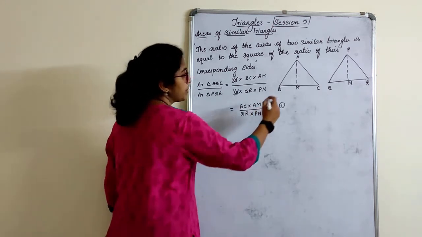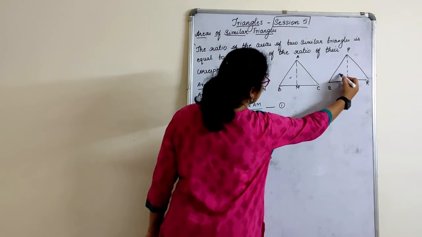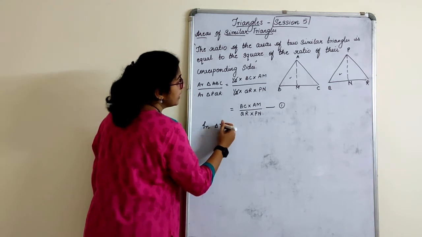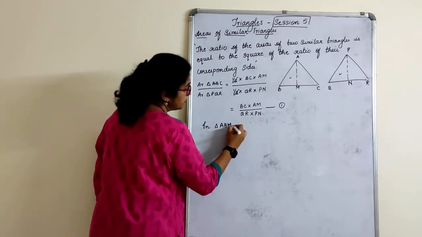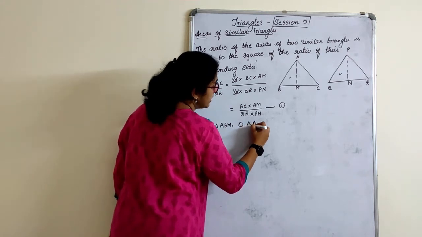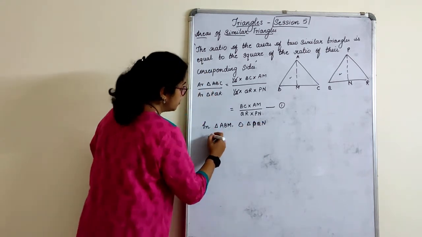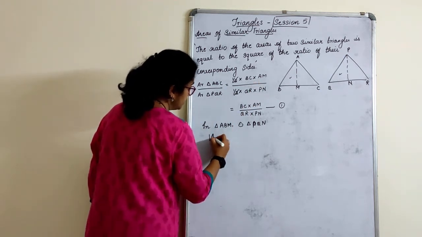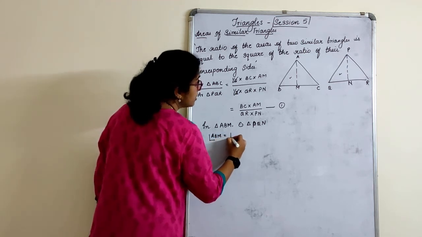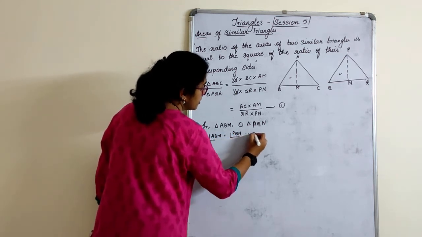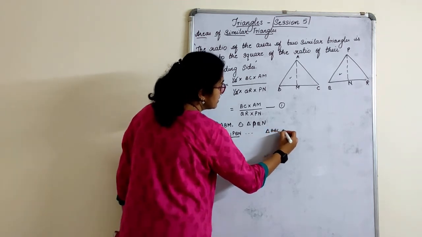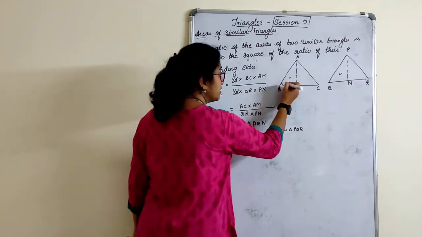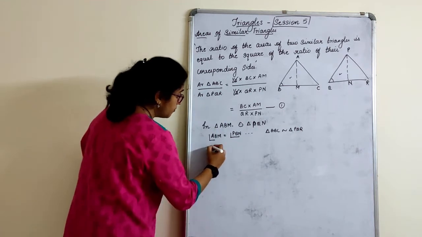Next, we will choose these two triangles and prove that they are similar. In triangle ABM and triangle PQN, can I tell angle B, or angle ABM, is equal to angle PQN? Reason: triangle ABC is similar to triangle PQR. We have written that those triangles were similar, so the angles were equal. This angle was equal to this angle. Next, which angle is equal?